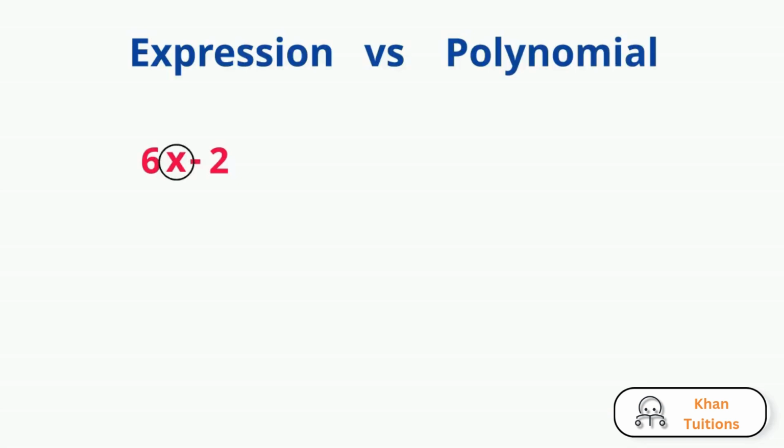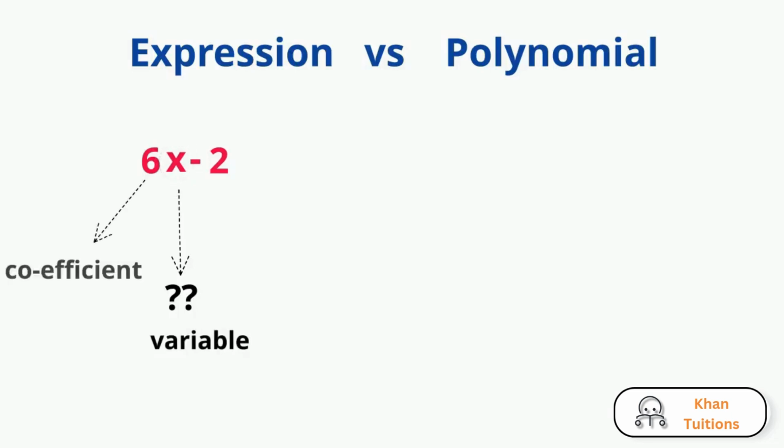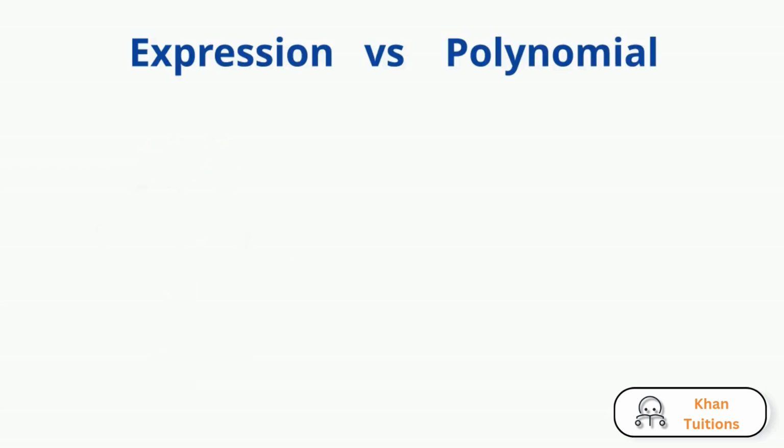Here, x is a variable whose value is unknown to us, which can take any value. 6 is known as the coefficient of x, as it is a constant value used with the variable term and is well defined. 2 is the constant value term that has a definite value, while this negative sign is an algebraic operation which separated these two unlike terms. So, this is an algebraic expression.